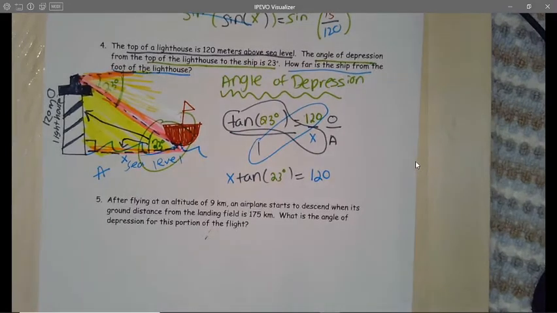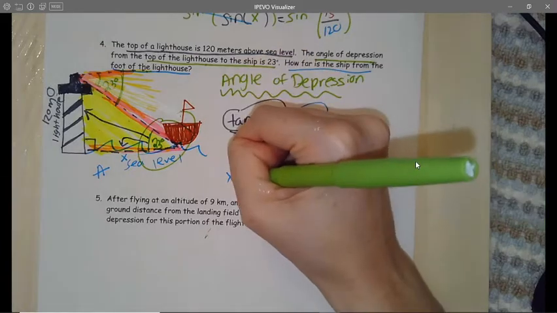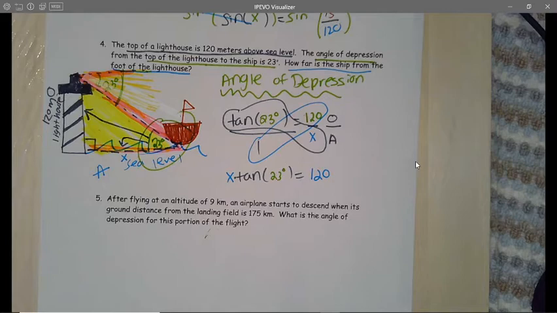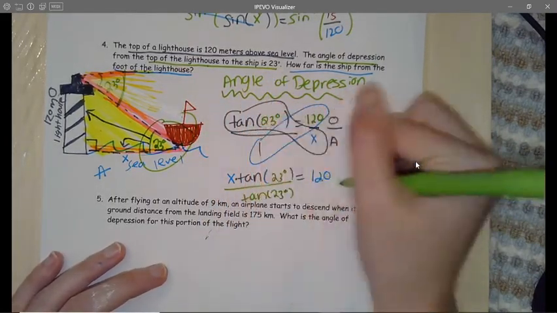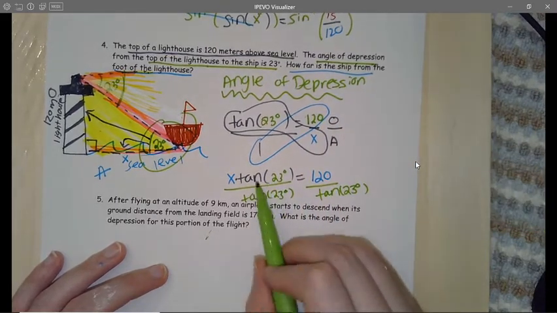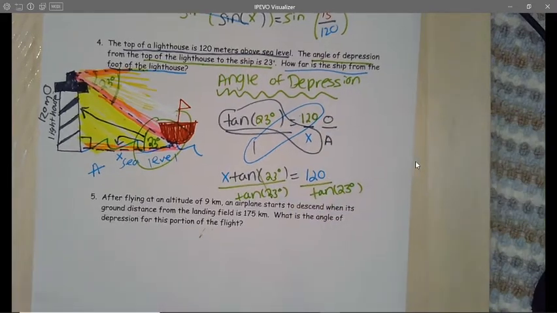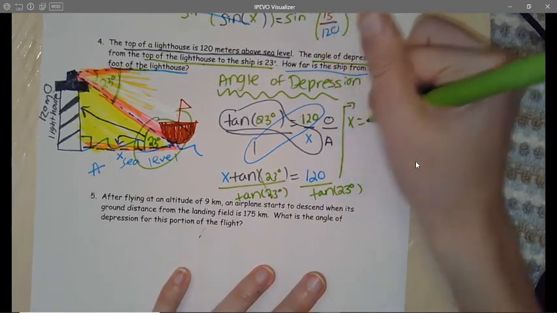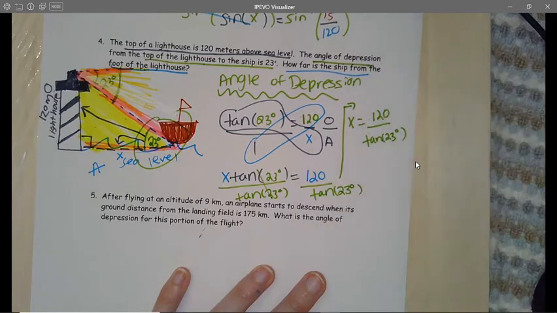Now I need to solve for x. Currently, the x and tangent are secretly multiplying together. So how do you move tangent to the other side? You divide it on both sides of the equation, and the two tangents of 23 cancel out. So we're left with x equals 120 over tangent of 23 degrees.